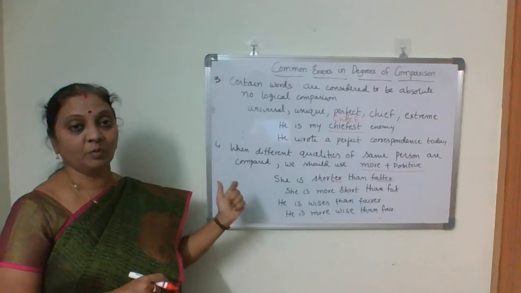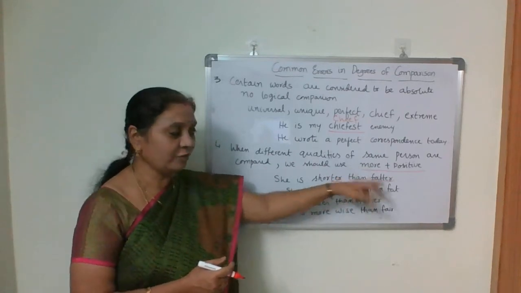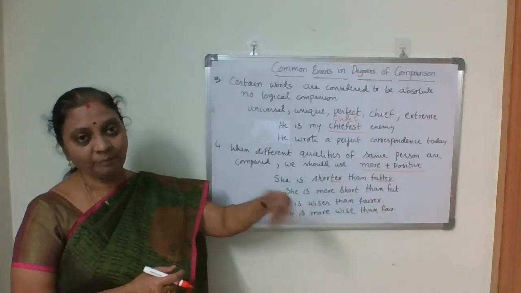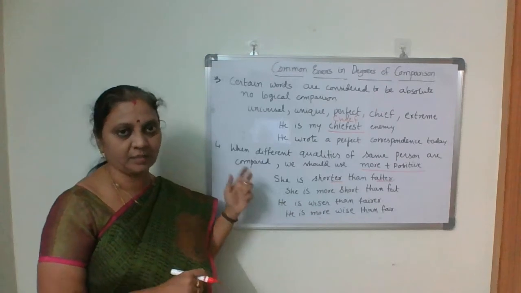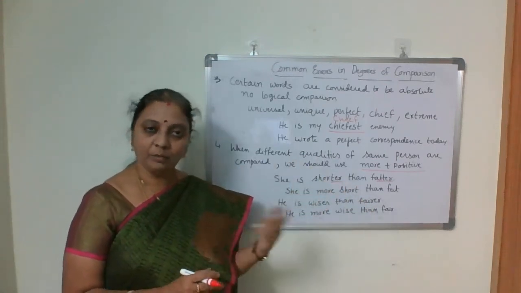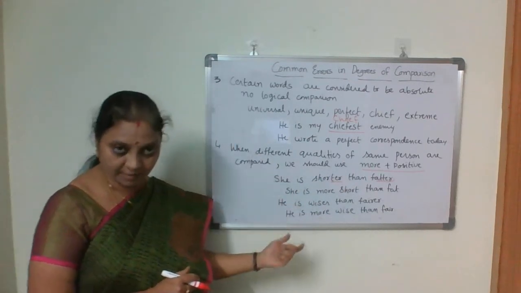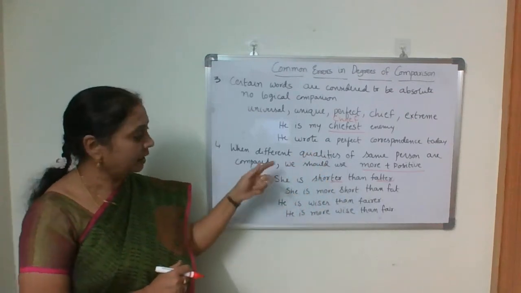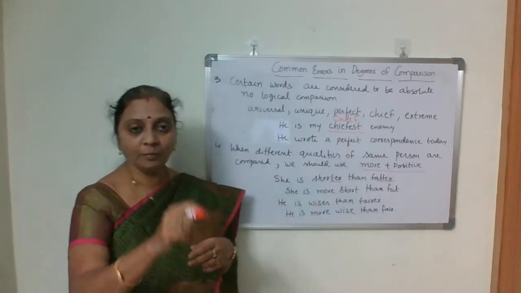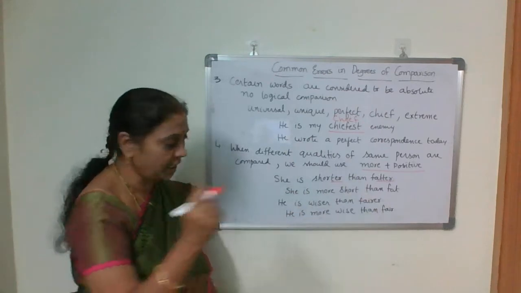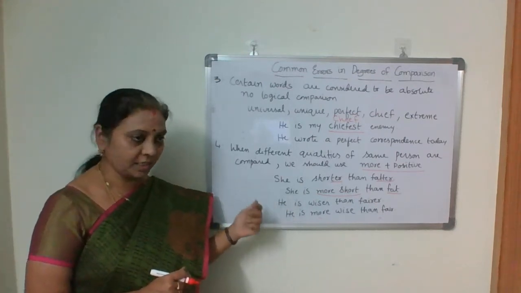Then in such cases we have to use more plus positive, like "She is more short than fat." Two different qualities of the same person. She is taller than somebody, you can use that: Sheila is taller than Leela. Two persons you can compare. But the same person, two qualities you want to compare, then you should not use the comparative form. You have to use more, and after that the positive form. She is more short than fat, not "she is shorter than fatter." Such cases you should not use.